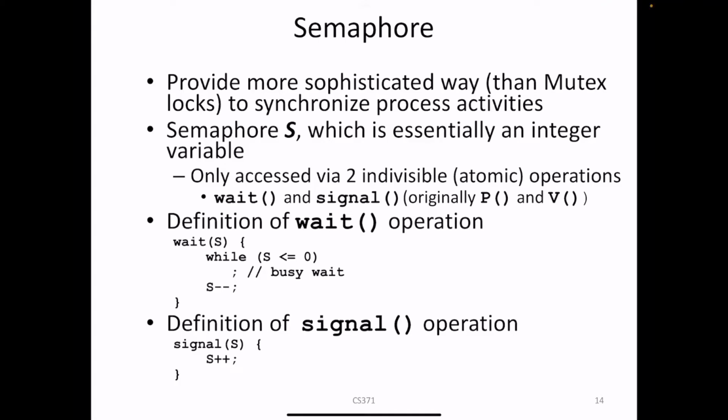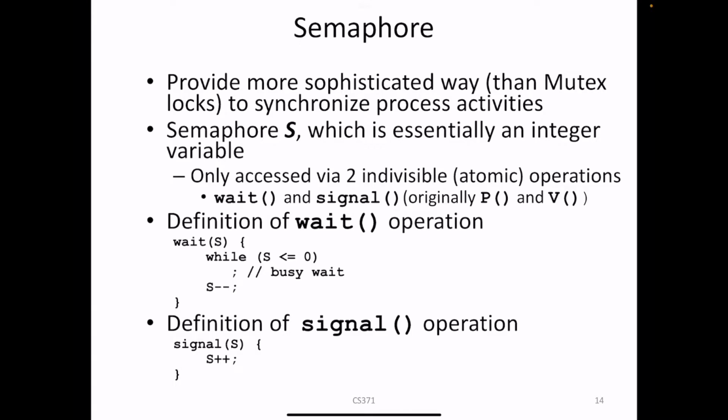In the previous slides, we have talked about mutex lock, which is used for process synchronization. In this slide, we are going to talk about the other more sophisticated one, which is called Semaphore. It can provide more flexibility than mutex locks to synchronize the process activities. So generally, we use S to denote semaphore. Later, you will know that the semaphore is essentially an integer variable.